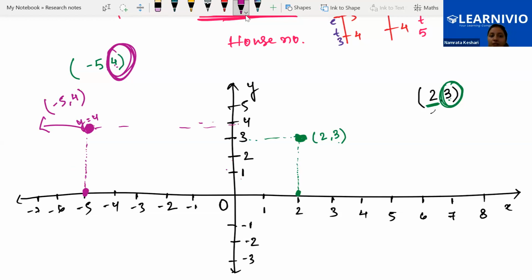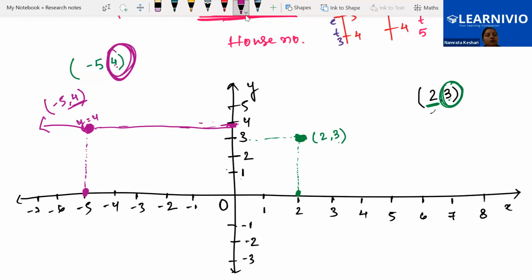Whatever number is there on the x-axis, perpendicular to the point, that is our x coordinate. And from the point we will drop a perpendicular on the y-axis. Wherever our perpendicular touches the y-axis, that is our y coordinate.